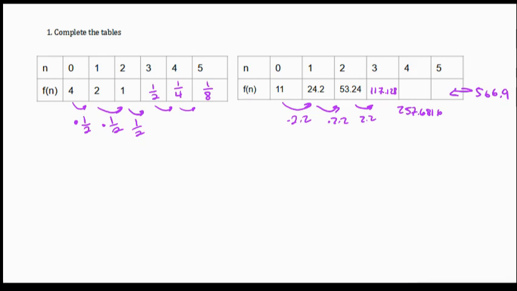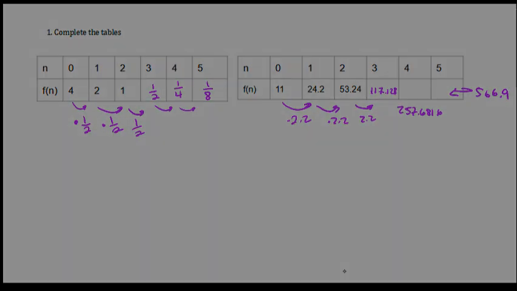But that's how we're going to complete these geometric sequences: just look for the common ratio and multiply that to get more terms.